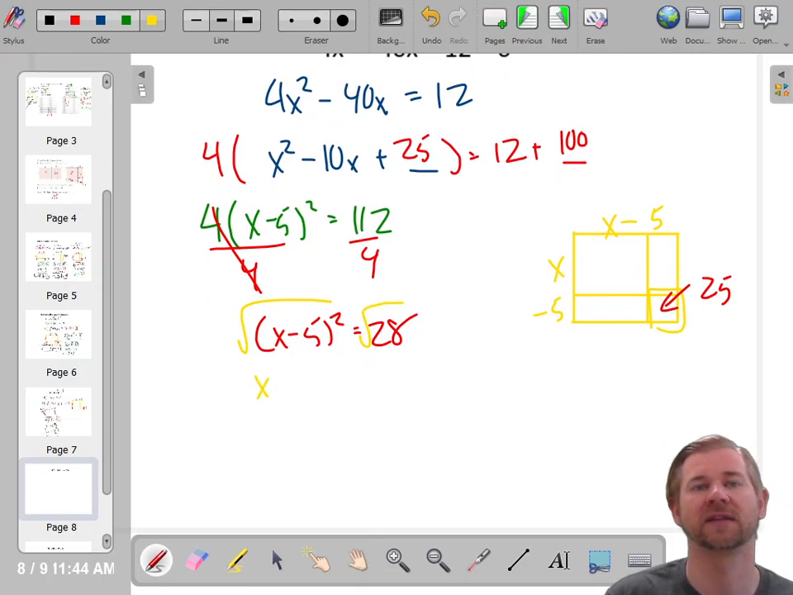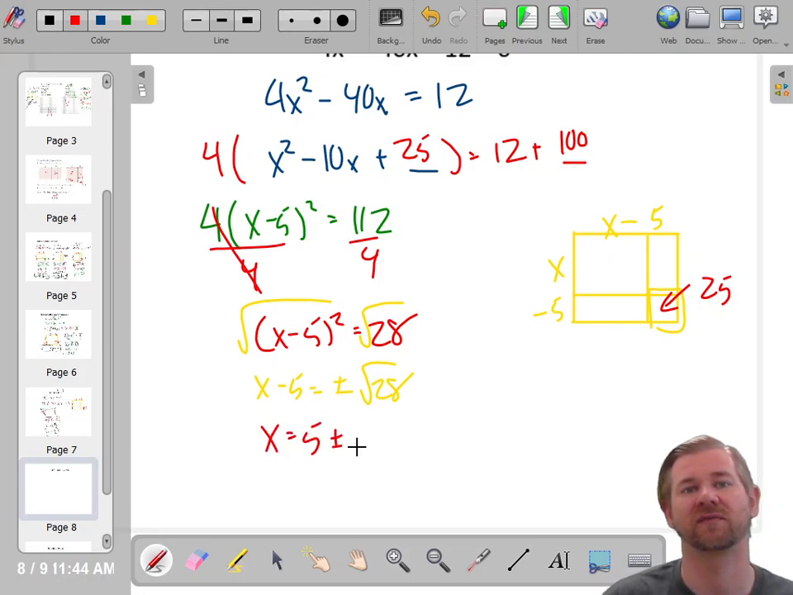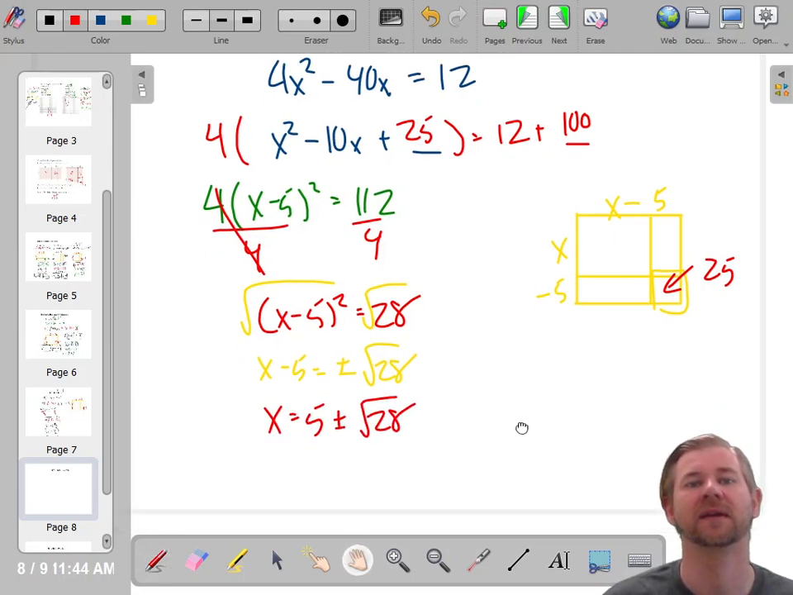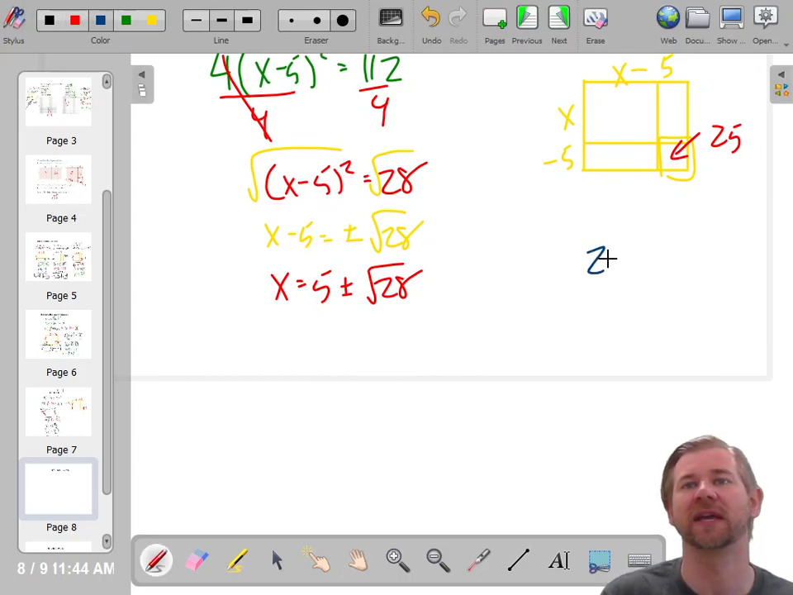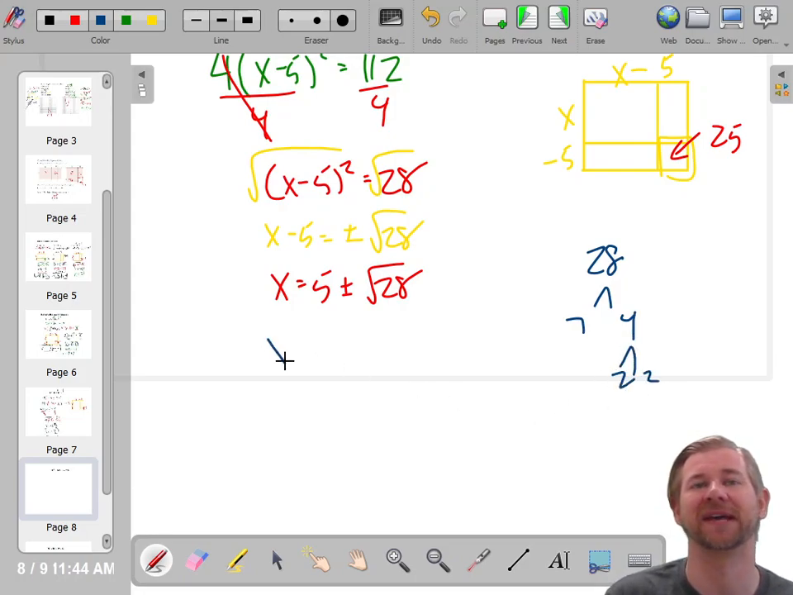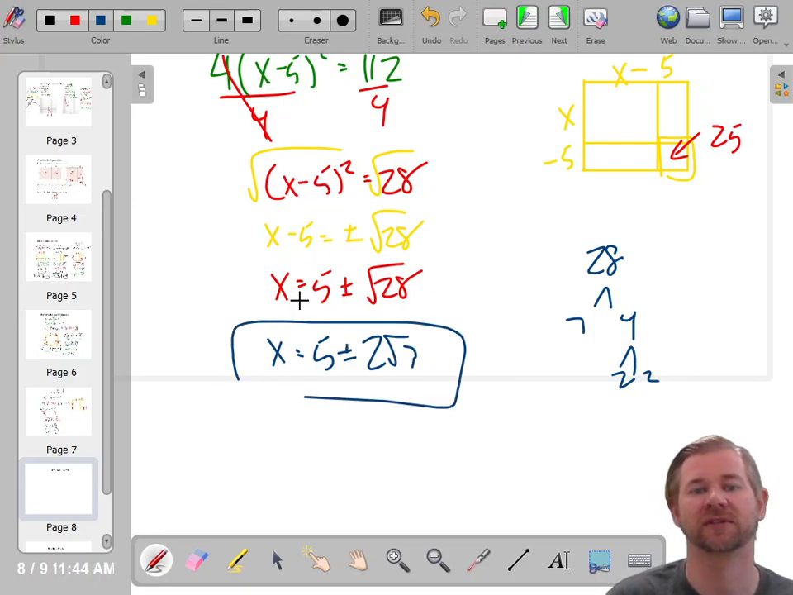Square root both sides, x minus 5 equals plus or minus radical 28. And then we can say add 5, like that. Now your best answer, since 28 is, oops, it's not 28. 28 is 7 times 4. So really the best answer would be 5 plus or minus 2 radical 7. But I'm okay with this right now.